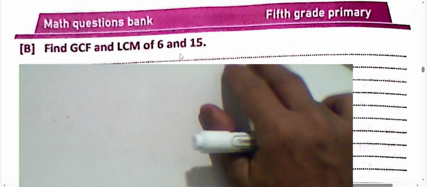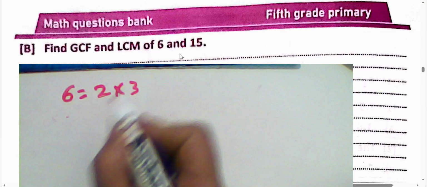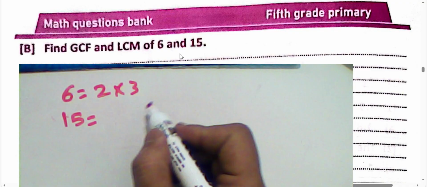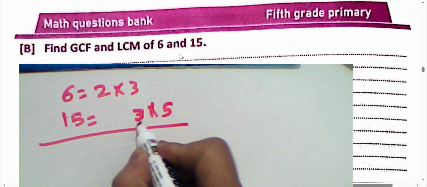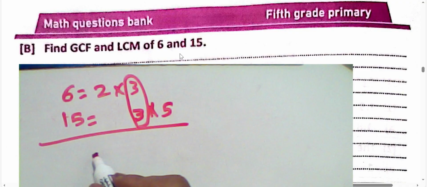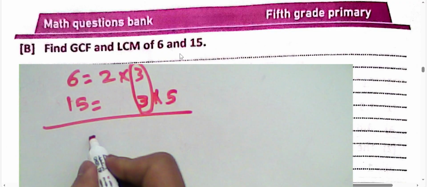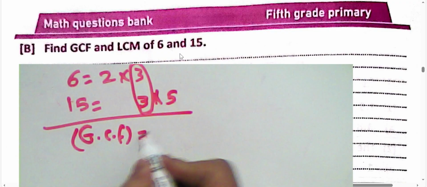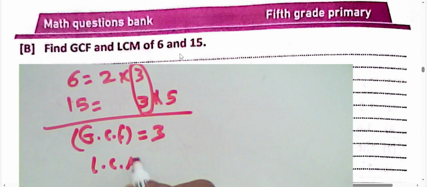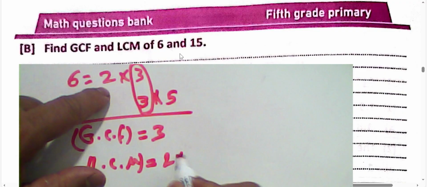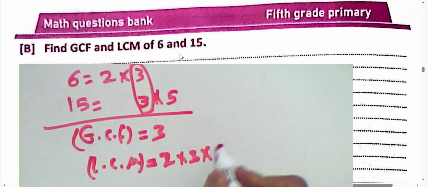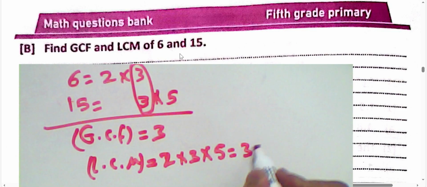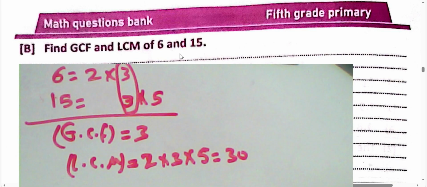Next question. Find the greatest common factor and least common multiple between 6 and 15. We know 6 equals 2 times 3, and 15 equals 3 times 5. Then the greatest common factor between the two numbers equals 3. We call that the greatest common factor, okay? And the least common multiple between the two numbers, we can write 2 times 3 times 5. 2 times 3 is 6. 6 times 5 is 30. The least common multiple between them equals 30.